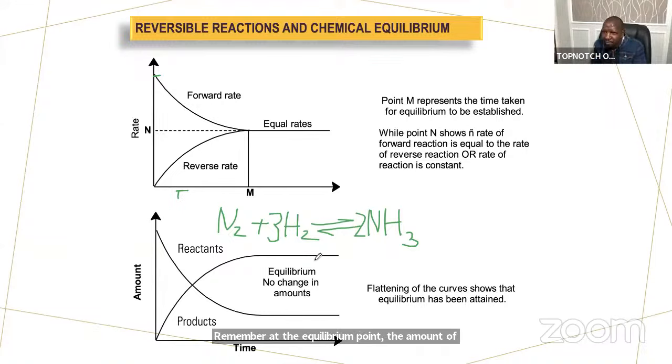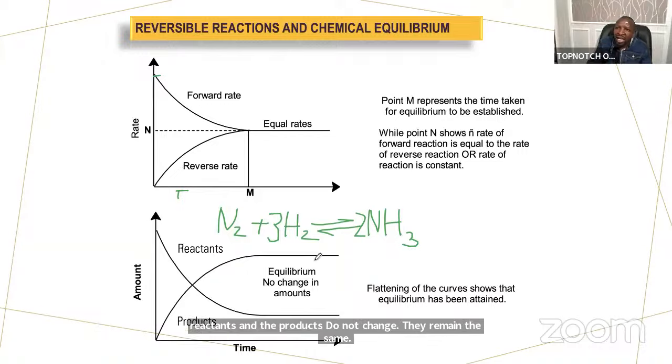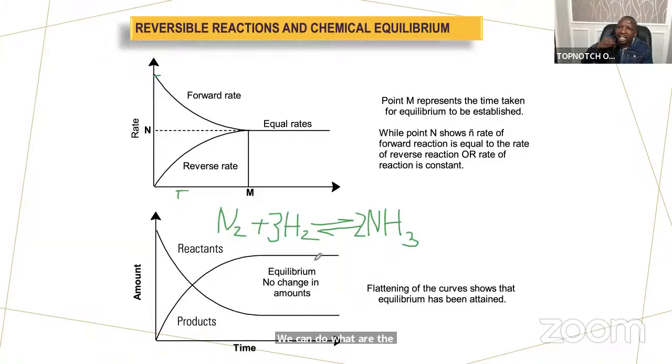They remain the same. If you are asked, what are the characteristics of a dynamic equilibrium? The amount of the reactants and the products remain the same, and the rate of the forward and backward reaction remain equal.